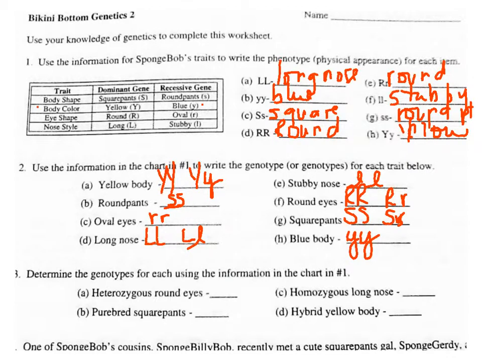Alright, so now let's look at these. If we are heterozygous for round eyes, round eyes corresponds to R's, so heterozygous would be one big, one little. Purebred, that means homozygous, so purebred square pants, square is big S, so big S. Homozygous, so again the same, for long nose, that's big L. And a hybrid, so that's different, for yellow body, that's going to be big Y, little y.